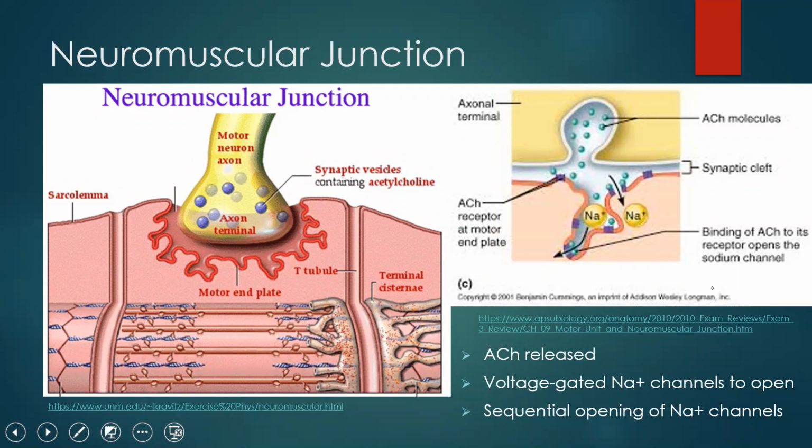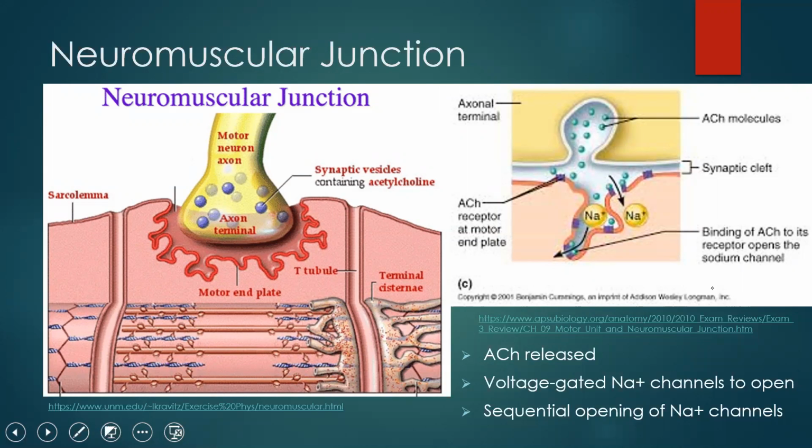So the acetylcholine is going to diffuse into the synaptic cleft and cross to the motor end plate, which is the skeletal muscle end of the neuromuscular junction. Embedded in that motor end plate are receptors specific for the acetylcholine. As the acetylcholine binds to the receptors, it's going to cause the voltage-gated sodium ion channels to open, allowing sodium to diffuse into the cell. The sodium gates opening causes a sequential opening of further sodium gates that propagates the action potential along the entire sarcolemma, or plasma membrane, of the cell.